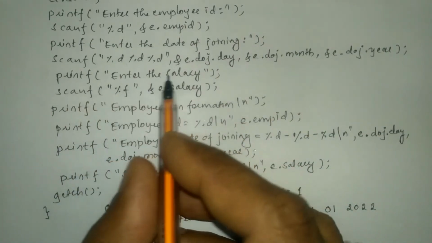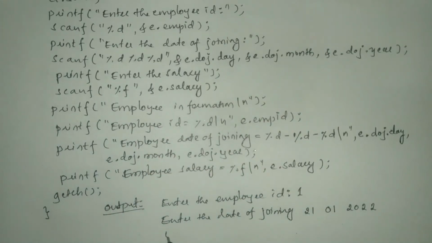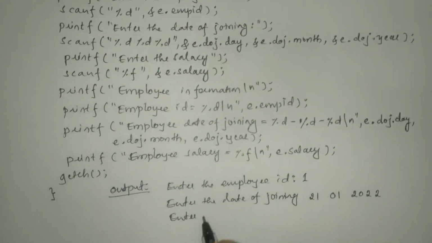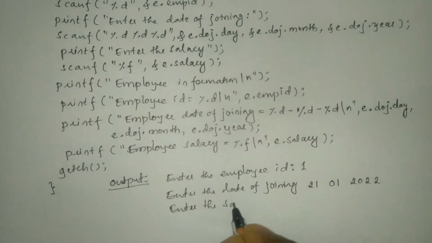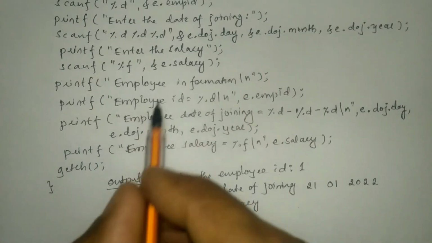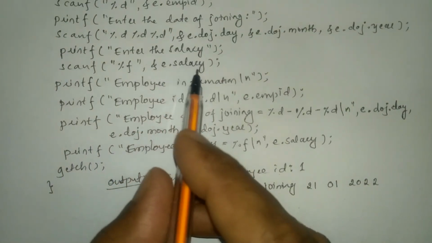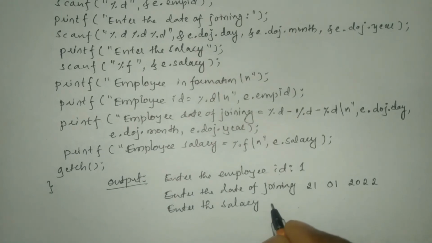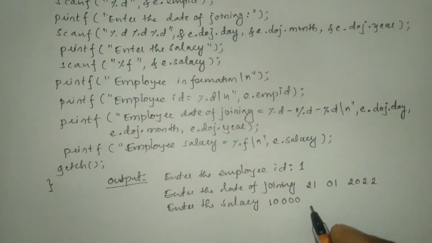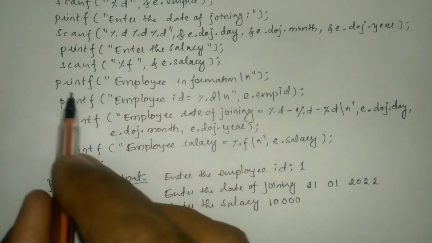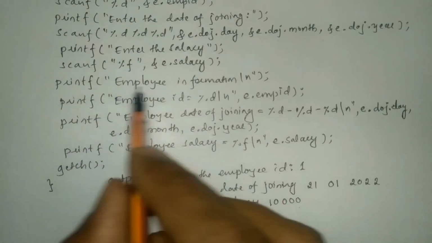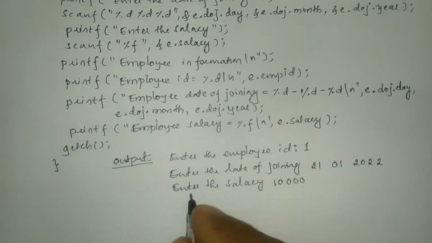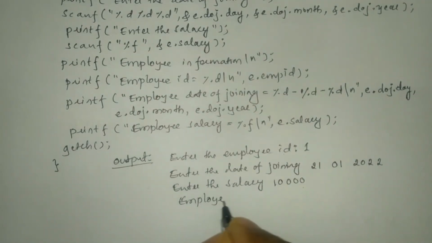Next, it will ask the user to enter the salary. So here it is going to ask enter the salary. Here the variable e.salary will hold whatever the value you are going to type. For example, I'm going to enter 10,000. Next, employee information. So it is going to print employee information.